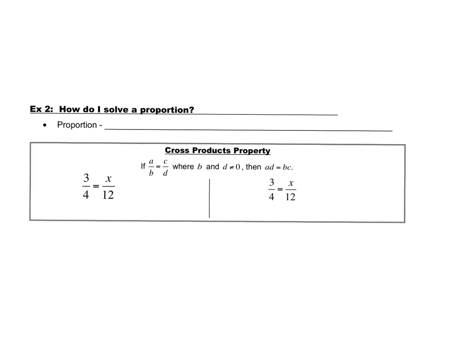So example number 2, how do I solve a proportion? Well, first of all, a proportion is two equivalent ratios. And equivalent means equal. So they're two equal ratios. All right, so when we have two equivalent ratios, we're saying that they're equal. So if I wanted to know 3/4 is equal to what all over 12?